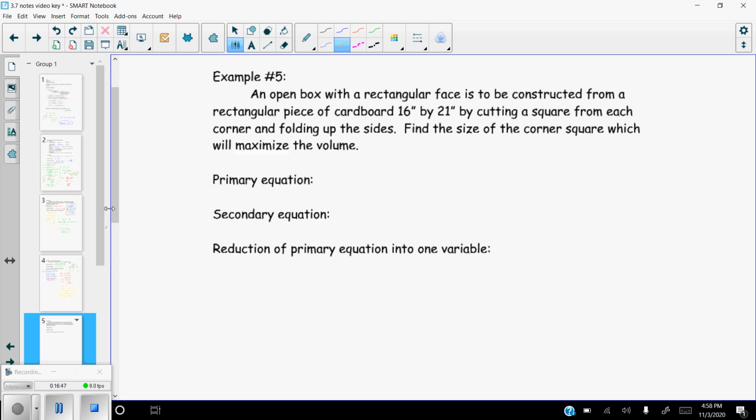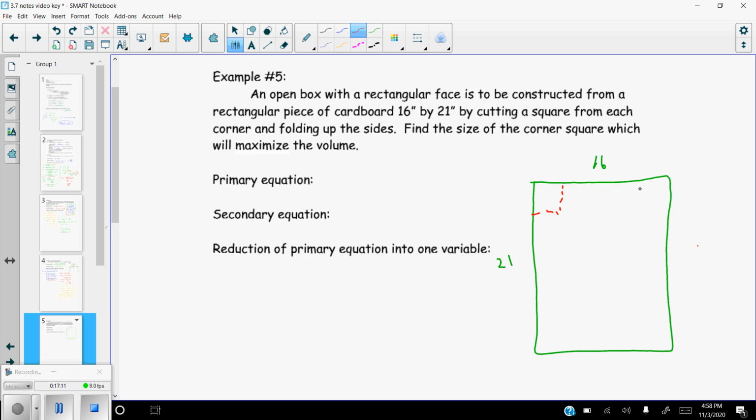So we have an open box with a rectangular face, which is to be constructed from a rectangular piece of cardboard. Well, I can draw a rectangle. That's not too difficult. There's my rectangular piece of cardboard. It says it's 16 by 21, so we'll call that 16. We'll call that 21. We are going to cut a square from each corner and then fold up the sides. Okay, so see where we're going with this. We're going to cut a square out of each corner, and then we're going to fold up the sides.